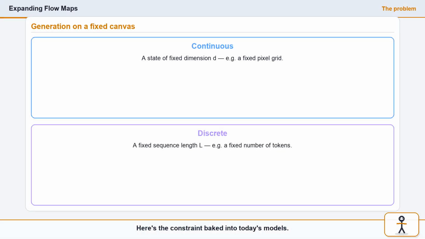Here's the constraint baked into today's models. A diffusion or flow model fixes its state at the very start, a fixed number of pixels or a fixed sequence length. Every step after that just refines the same fixed size vector. The shape of the output is frozen before the model has generated anything.